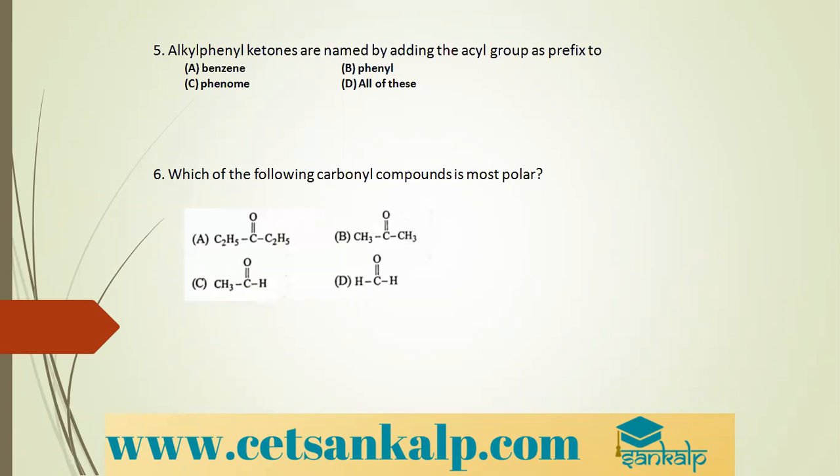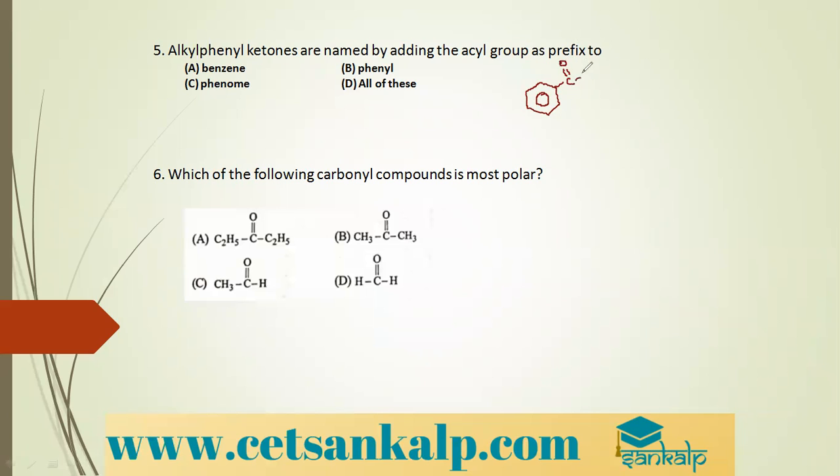Moving to the 5th question. Alkyl phenyl ketones are usually named by adding acyl group as a prefix to which of the following? Now, let us take an example. Alkyl phenyl ketones. When the term phenyl comes, we are talking about a benzene ring, right? Phenyl is the term used for benzene. So they are saying alkyl phenyl ketone.